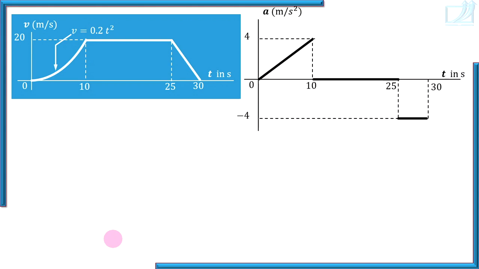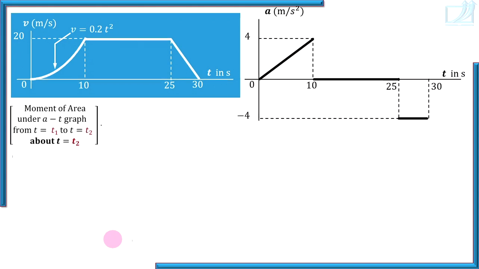We'll draw the XT diagram. Moment of area under the AT diagram plus initial velocity into duration, that gives you change in position. We'll use this logic. Once you know the AT diagram, you can use this information.